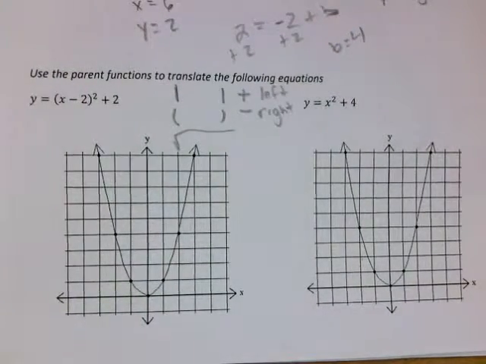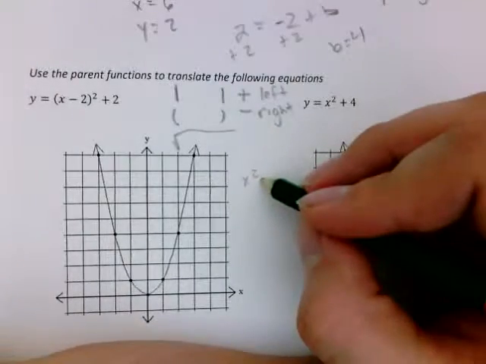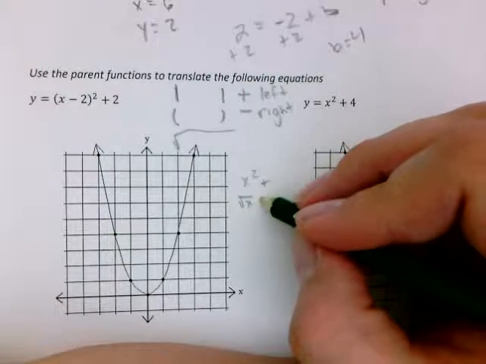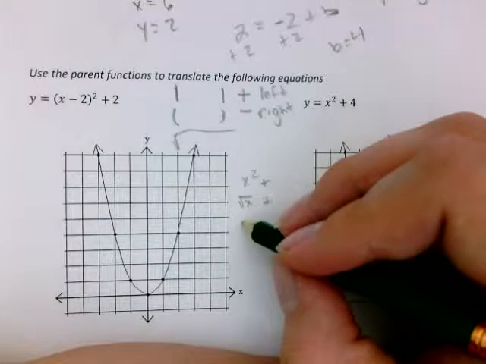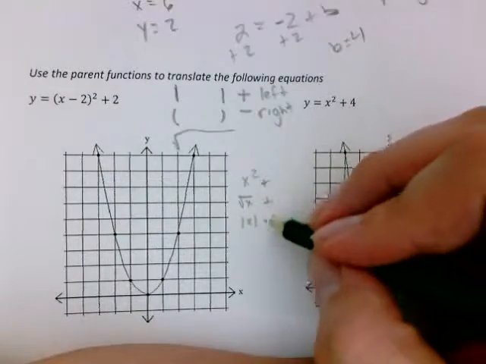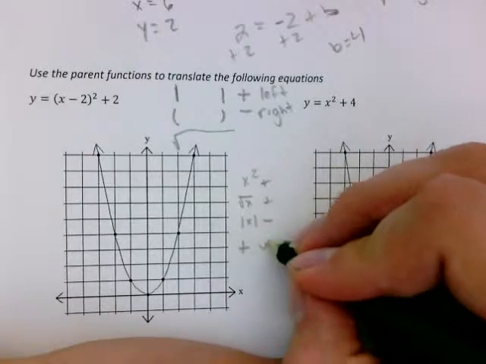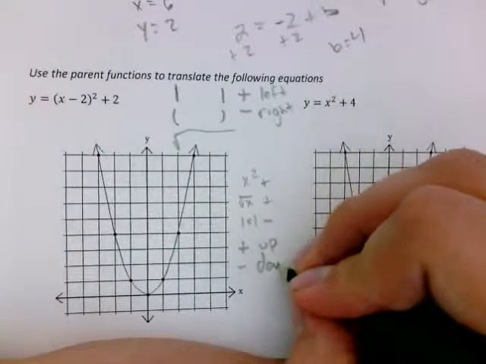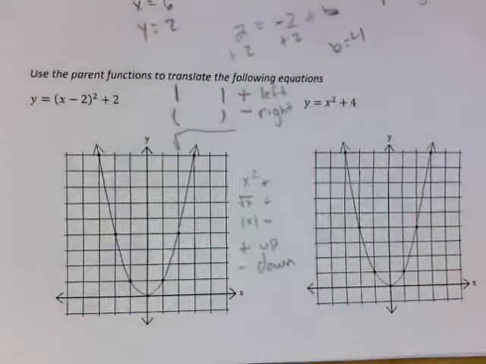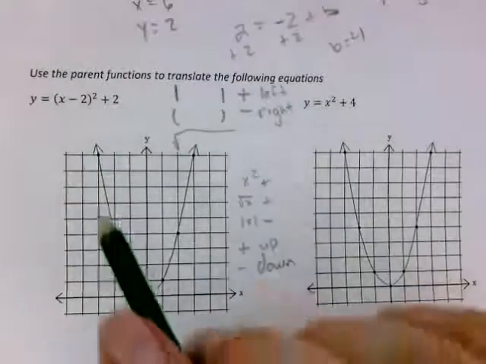Now if it's outside, say x squared plus, or square root of x plus, or absolute value of x minus, whatever it is. If you're adding outside, you're going up, and if you're subtracting, you're going down. These are what's known as the shifts.